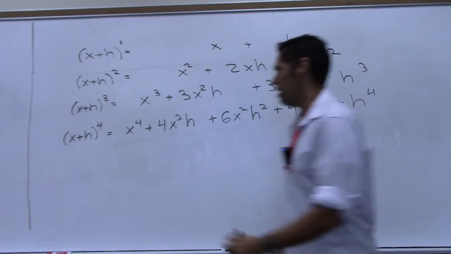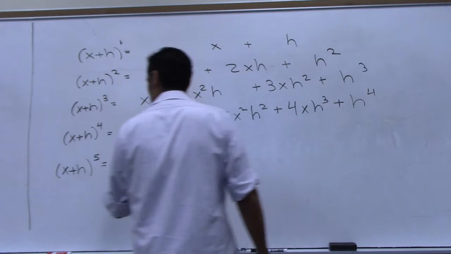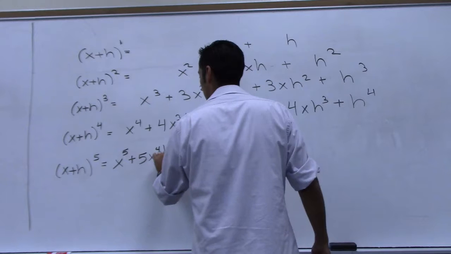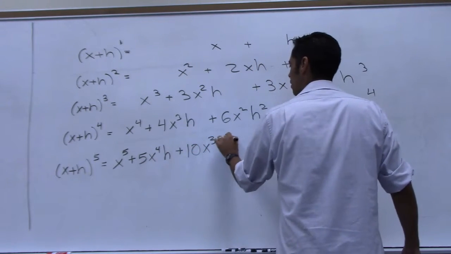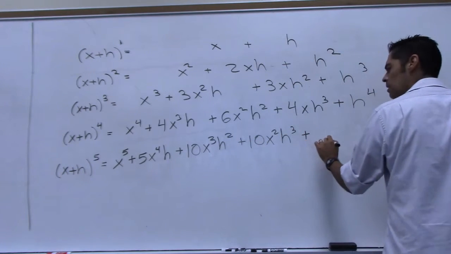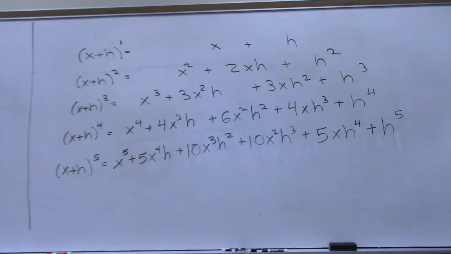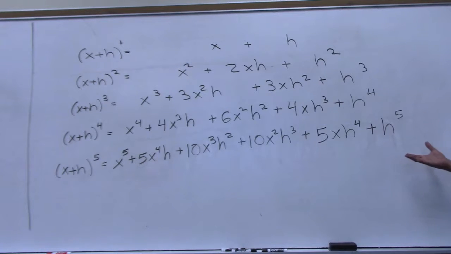So now you're lost, right? Maybe not. What would the next one be? x to the fifth plus 5x to the fourth h plus 10x to the third h squared plus 10x squared h cubed plus 5x h to the fourth plus h to the fifth. So I'm just showing off now, right? No, something's going on here. You see the pattern? Does anyone see the pattern? There's a pattern. It's Pascal's triangle.